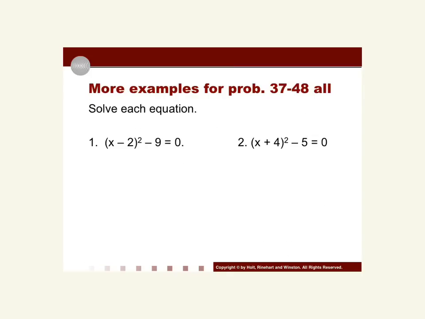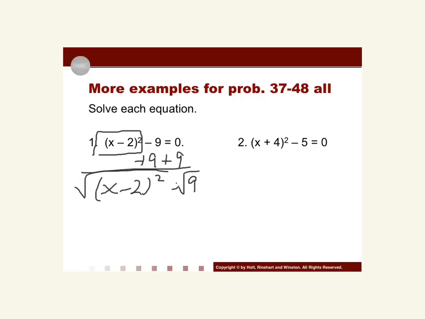So this first one here, again, we need to isolate the x squared part. So we're going to add 9 to both sides first. And we get x minus 2 quantity squared is equal to 9. And now we're going to square root each side. And again, remember when we square root the squared, we get just x minus 2. And when we square root 9, we get plus or minus 3.